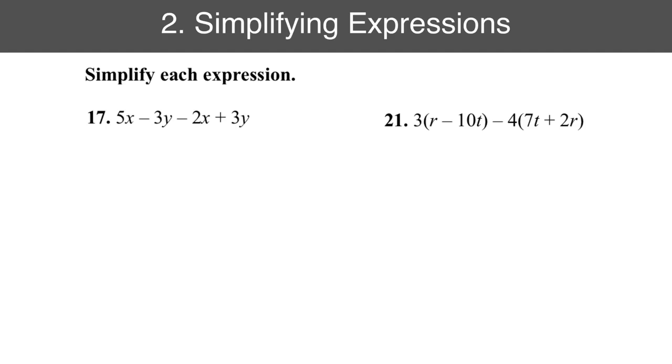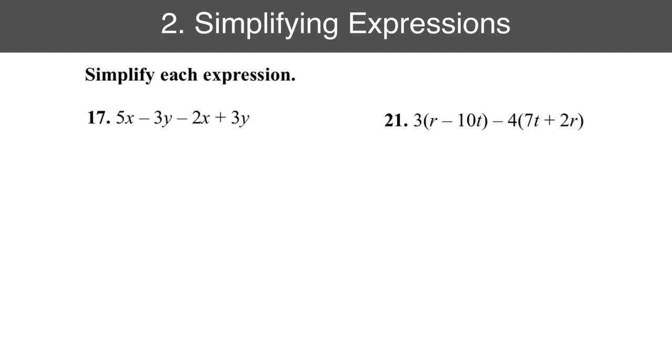And then what you have to do is two things. First, you have to distribute. So you'll see on 21, we're going to have to distribute. 17, we don't. So distribute first. If you have to distribute, do it. If not, then go to the second step. And the second step is to combine like terms. So we'll put all the x's together, all the y's together. Same thing over here. We'll put all the r's together and all the t's together.